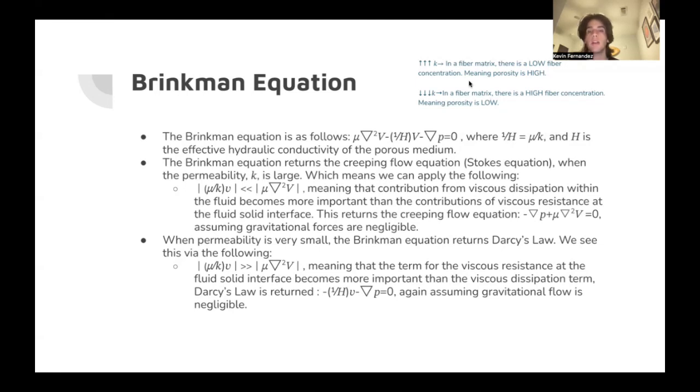So in the first case, we're going to look at when K is high. That means that in the fiber matrix, which you can imagine to be like blood vessels or connective tissue, there's a low fiber concentration. Okay, that means that the fluid flow is very unhindered and it more closely resembles just free-flowing laminar liquid. This means that porosity is high.